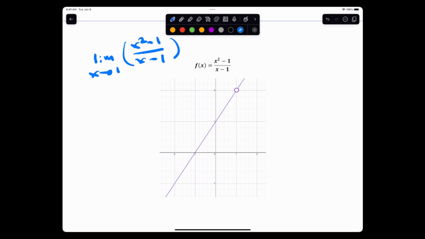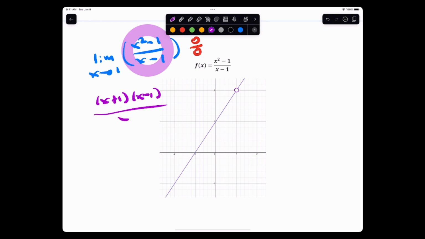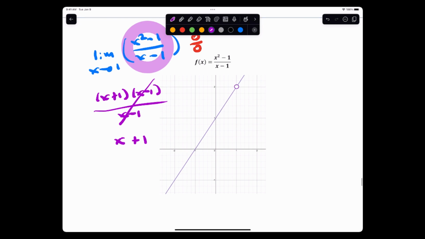So what would happen here for you guys, right? You're going to get what again? 0 over 0. What's the deal? That's indeterminate. What do you guys use? Use algebra. Factor. x plus 1, x minus 1 over x minus 1. Get rid of that. You just get a nice x plus 1. That's the curve y equals x plus 1 with a hole at x equals 1.